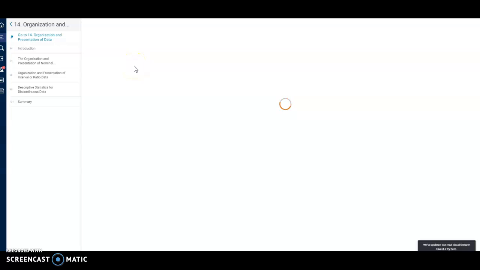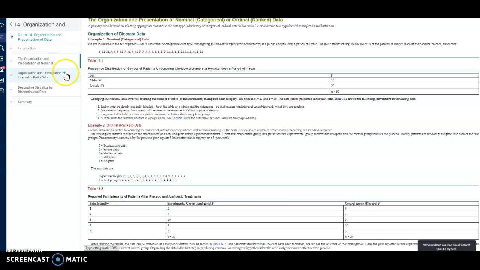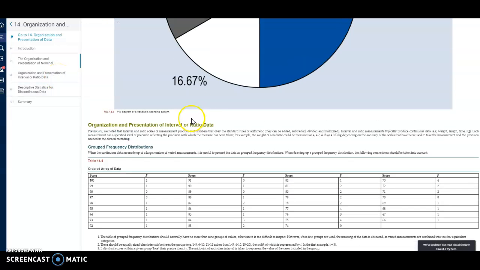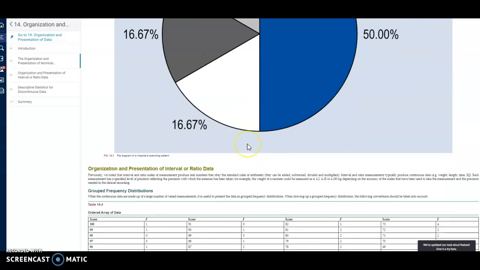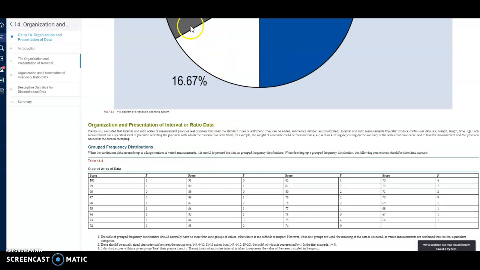Organization of data. So organization of data referring to more of the quantitative data, how we get that, how we prepare that data and how we present that data. Good. Another idea of more graphs and visual tables to be able to visually provide that information.